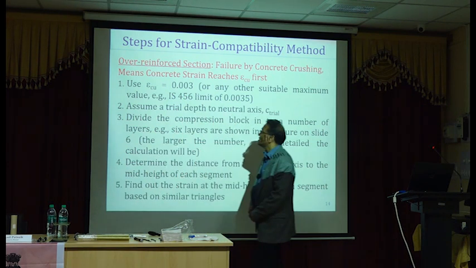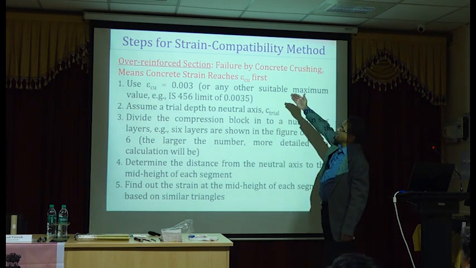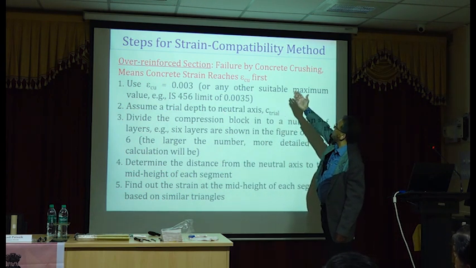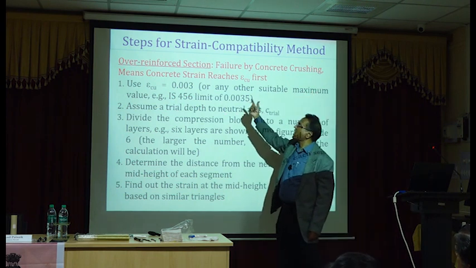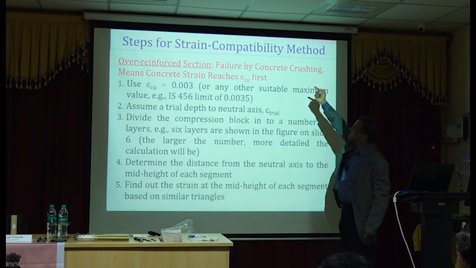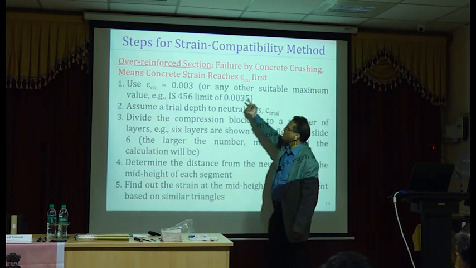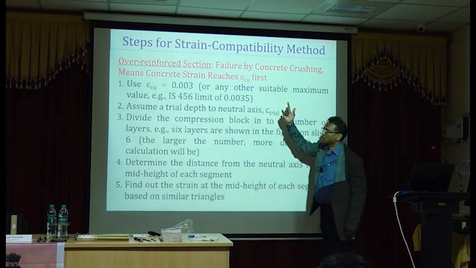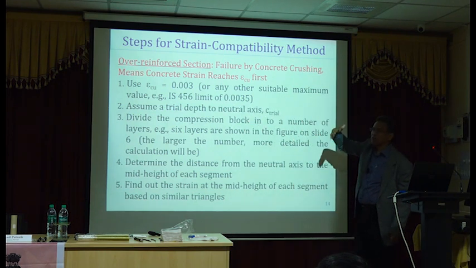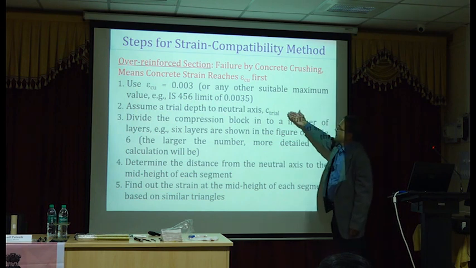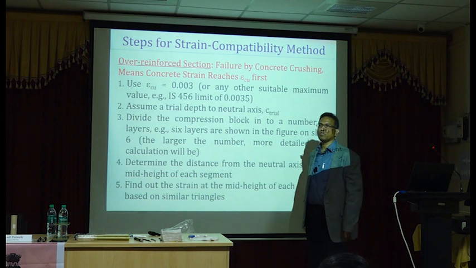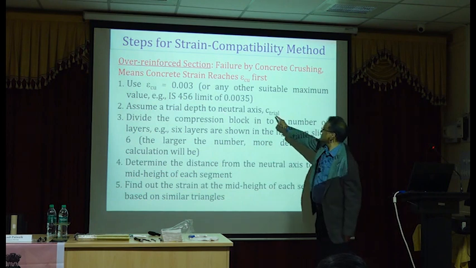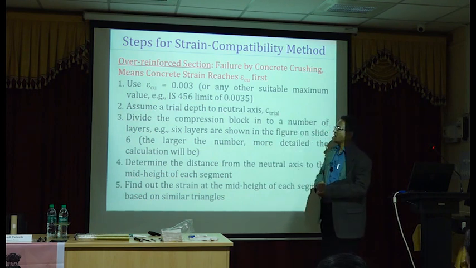Okay? So if it is an over-reinforced section, we know that failure is by concrete crushing, which means the concrete strain at the top fiber reaches 0.003 first. If you are using IS 456, that will be 0.0035, but that's something we already know very well. Then the first thing you'll do is try some value of C, let me call that C trial.